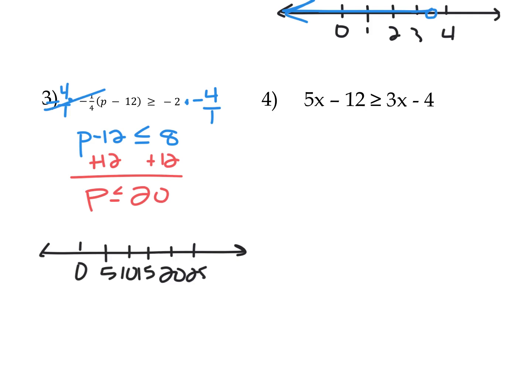That would be 25. And so we're going to have a filled in circle this time because it's less than or equal to 20. Since it can be equal to 20, we include 20 and then all the numbers less than 20. All right, we have one more here, number 4.